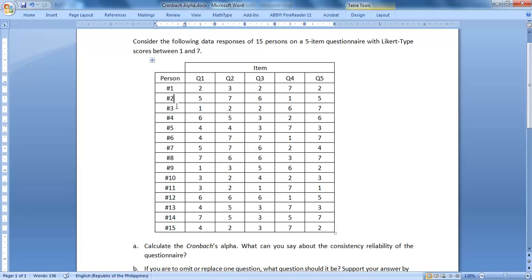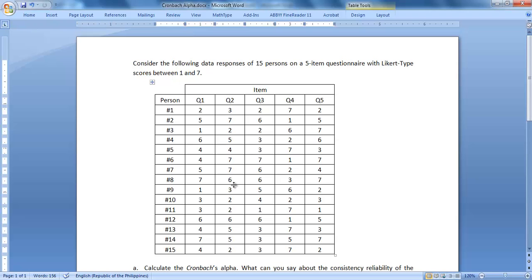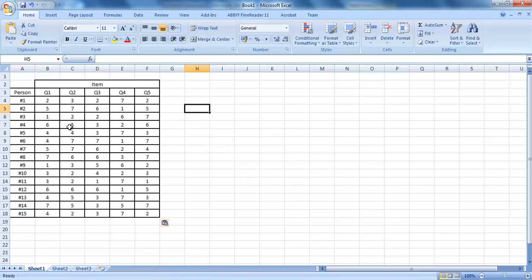So 1, 2, 3, 4, 5, 6, 7, 8, 9, 10. So we have 15 persons. So we have these items, item number 1, item number 2, question number 3, question number 4, question number 5. So we have our worksheet.